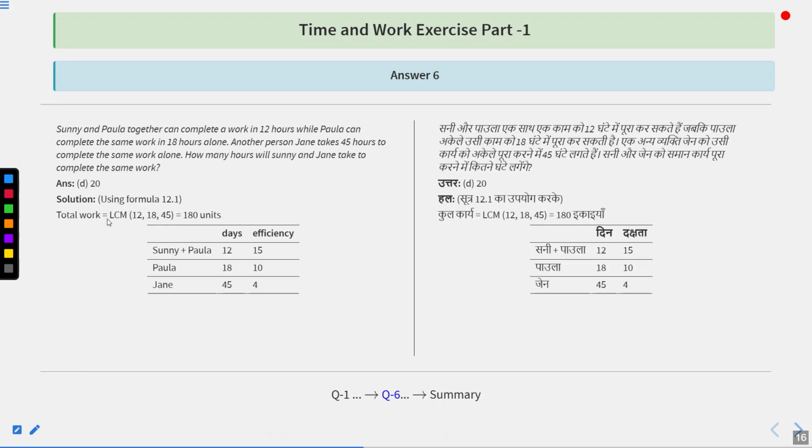So, total work can be assumed as the LCM of 12, 18 and 45, that is 180 units. So, Sunny and Paula could complete the work in 12 days. That means their efficiency together is 180 upon 12, that is 15 units.